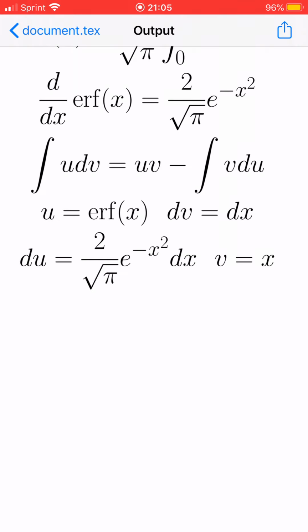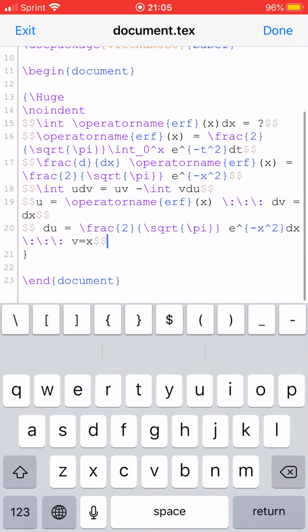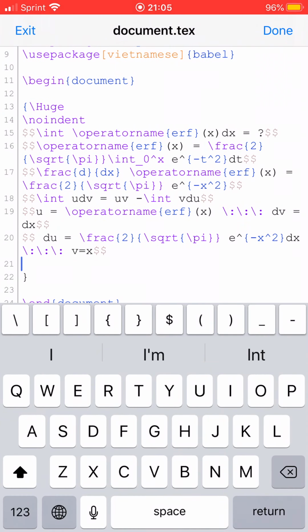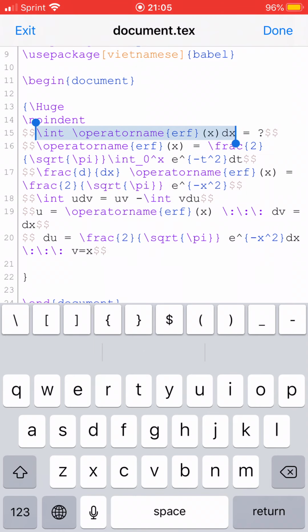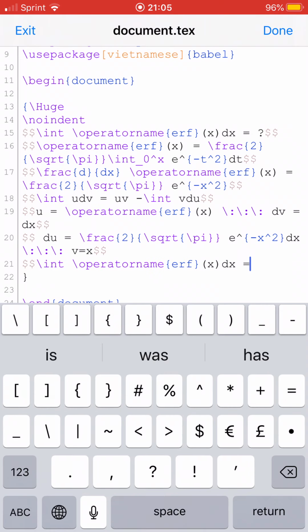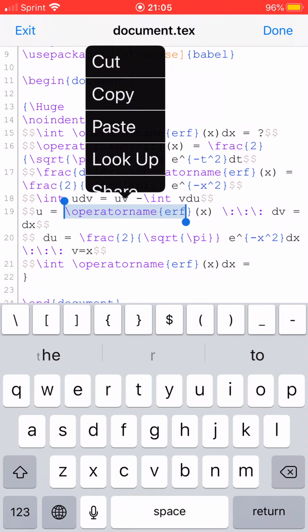So the indefinite integral of the error function is equal to, after applying integration by parts, we get, I'm going to copy and paste the integral over here. So the integral of the error function, applying integration by parts, integral of u dv is equal to first uv, and we know that u is the error function.